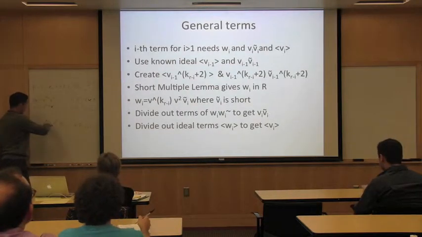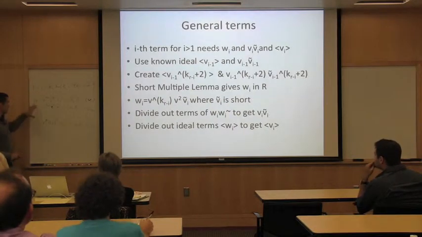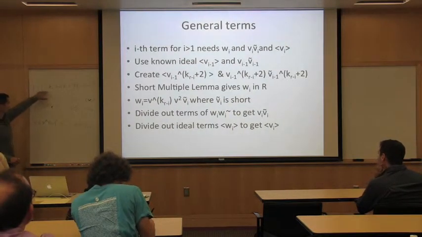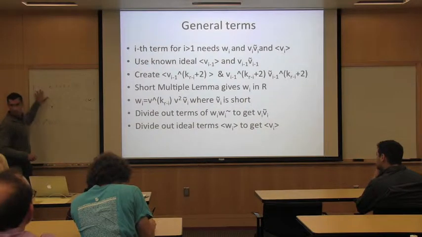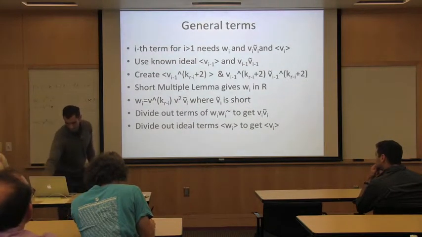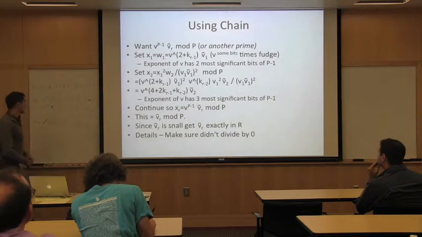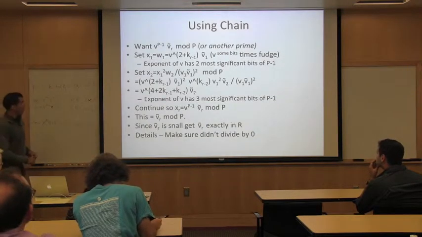So we've got these things which are motivated by squaring and multiplying. So these equations have every single bit of p minus 1 in them. Okay? Does that make sense? Okay. Now we're going to use that chain to compute something we want.